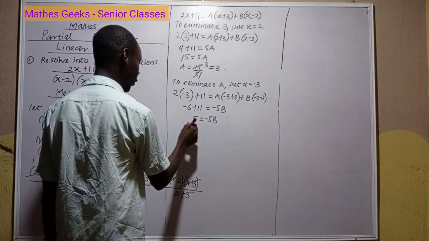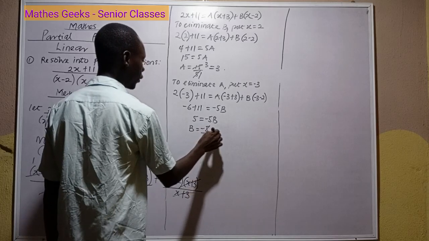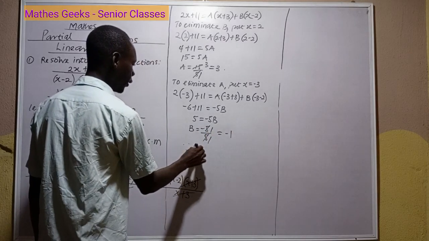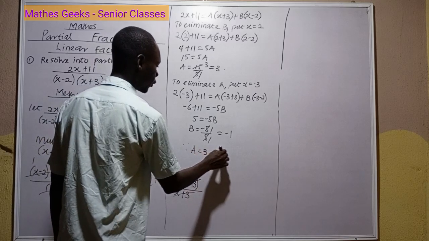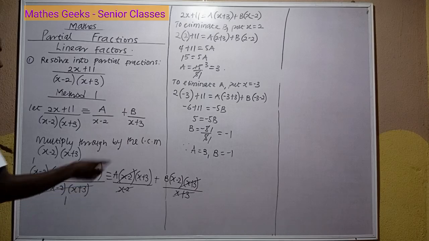So divide both sides by minus 5, b is equal to minus 5 over 5. 5 into 5 is 1, 5 into 5 is 1. Therefore, b is minus 1. Therefore, a is equal to 3 and b is equal to minus 1. Now, we have gotten the values of a and b.